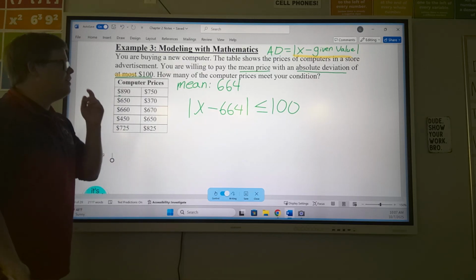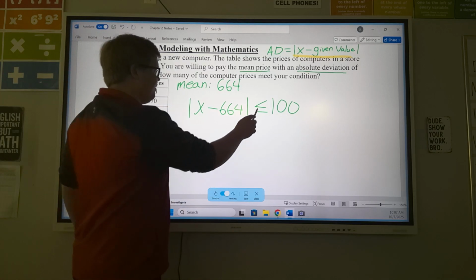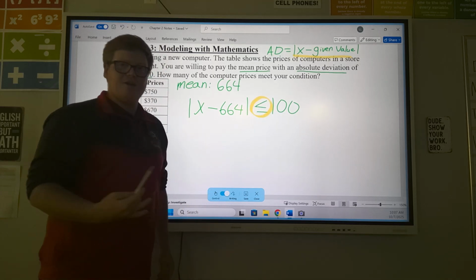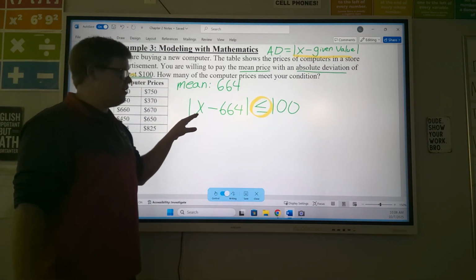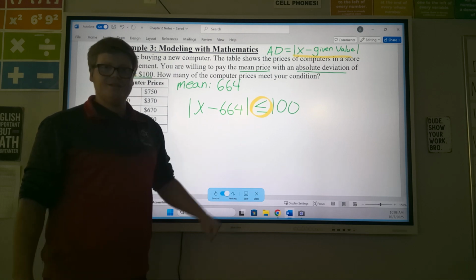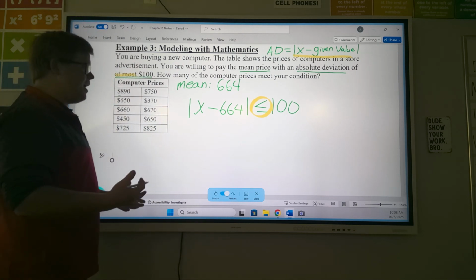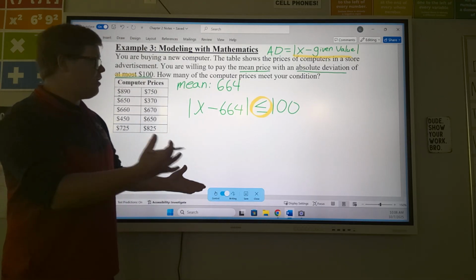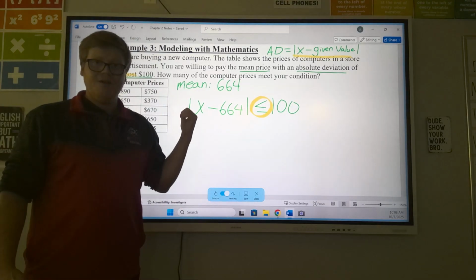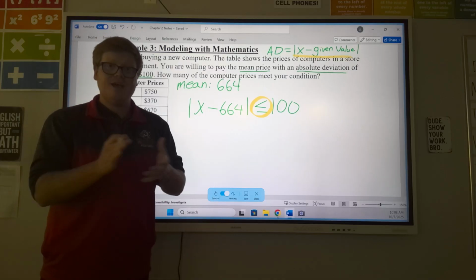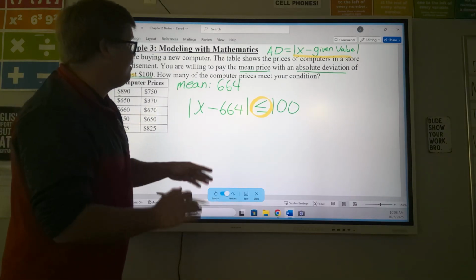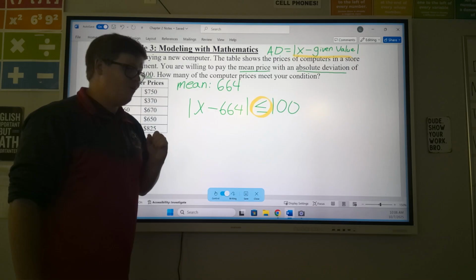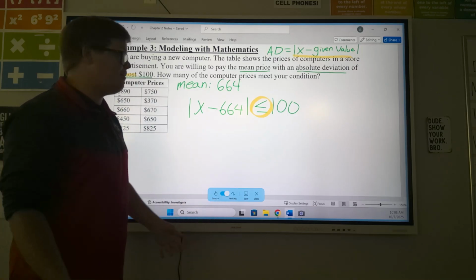Now we just solve it. We need to figure out, does this symbol make it an and or an or? Well, since our absolute value is less, that means it's an and. So since it's an and, we don't have to write two different equations if we don't want to. You can, if you want to write two different equations like we just did, you totally can, but you're going to have to put it together in a compound inequality at the end. If it's an and, we can actually solve them both at the exact same time.